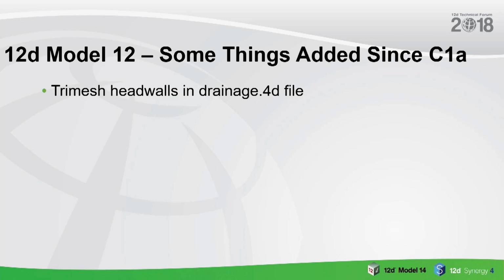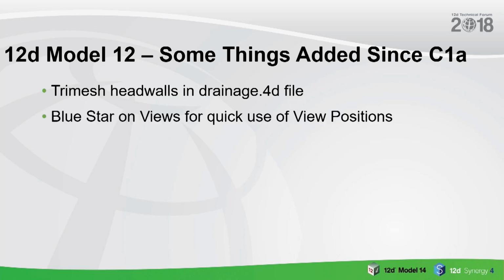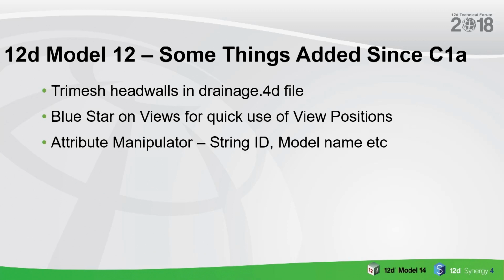Trimesh for head walls in the drainage.4d file. There's a little blue star for favourites and a little positions, as well as a yellow star for favourites. They were sort of added in after we were initially released. The attribute manipulator, a whole lot of extra stuff went in there since we released. The drainage 2D, 30,000 wet cells free of charge. That also went in there once we released it.